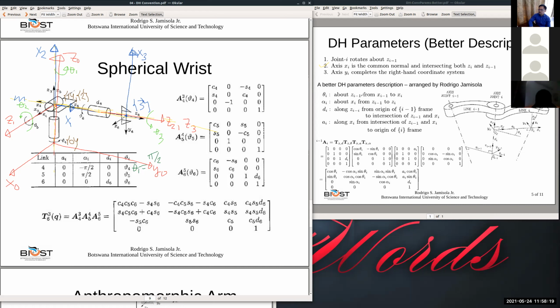So about Z1, we'll see theta 2 now. About Z1 from X1 to X2. So Z1 is here. Where is your X1? X1 is there. X1 to X2. So X1 is flat, and then your Z1 is here, and then you sweep to X2. So from X1 to X2 about Z1, that is positive pi over 2 also. So this is theta 2, and this is pi over 2. Questions?